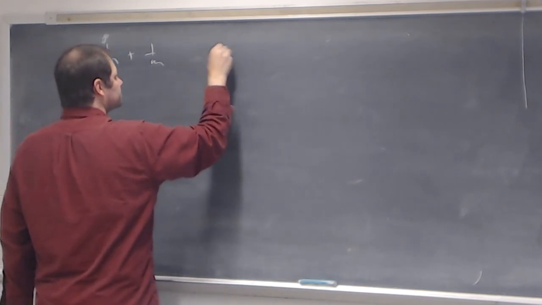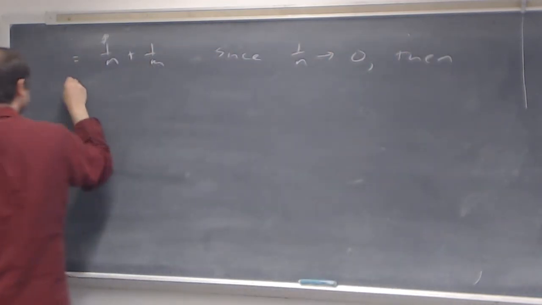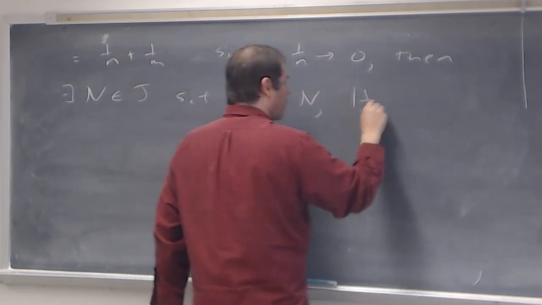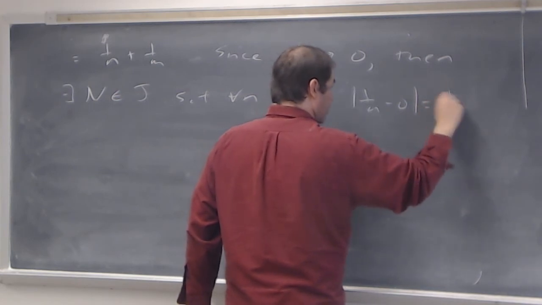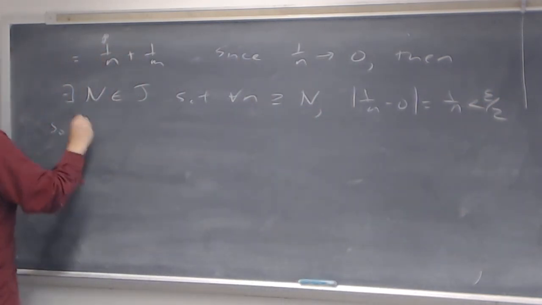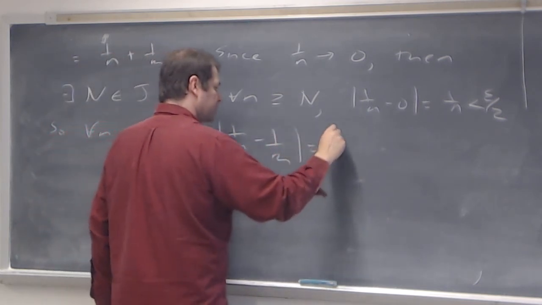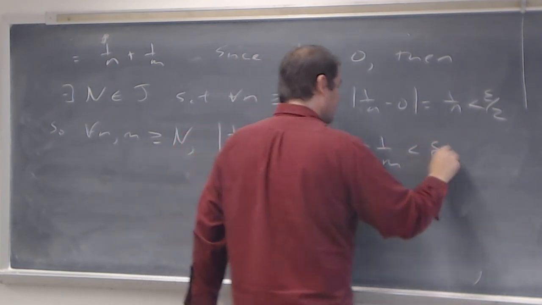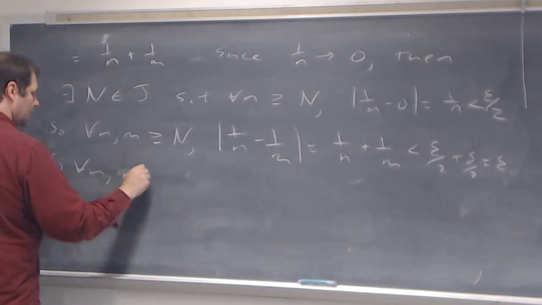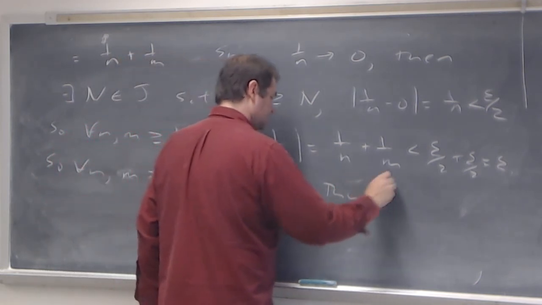Now, since 1 over n we've proven converges to 0, then there exists a big N, an element of the natural numbers, such that for all n bigger than or equal to this big N, the absolute value of 1 over n minus 0, which will be equal to just 1 over n, will be less than whatever positive number was given to me. And I'm going to say we were given epsilon over 2. So for all n and m bigger than or equal to big N, the absolute value of 1 over n minus 1 over m, which we've shown to be equal to 1 over n plus 1 over m, will be less than epsilon over 2 plus epsilon over 2, which equals epsilon. Okay, so for all n and m bigger than or equal to N, this 1 over n minus 1 over m is going to be less than epsilon. Thus, 1 over n is Cauchy.